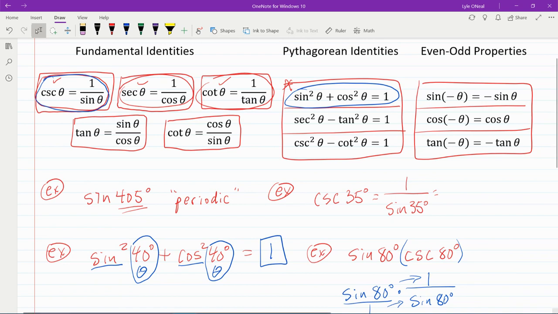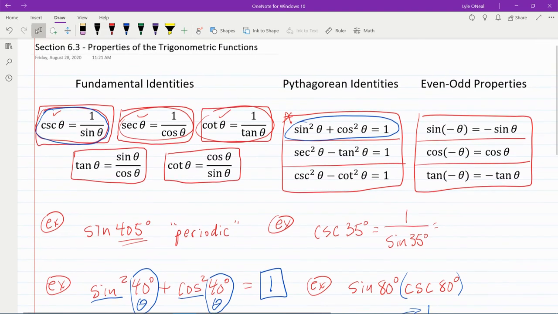And so we can do that quickly knowing these identities. And that should about cover most of the important stuff in section 6.3.